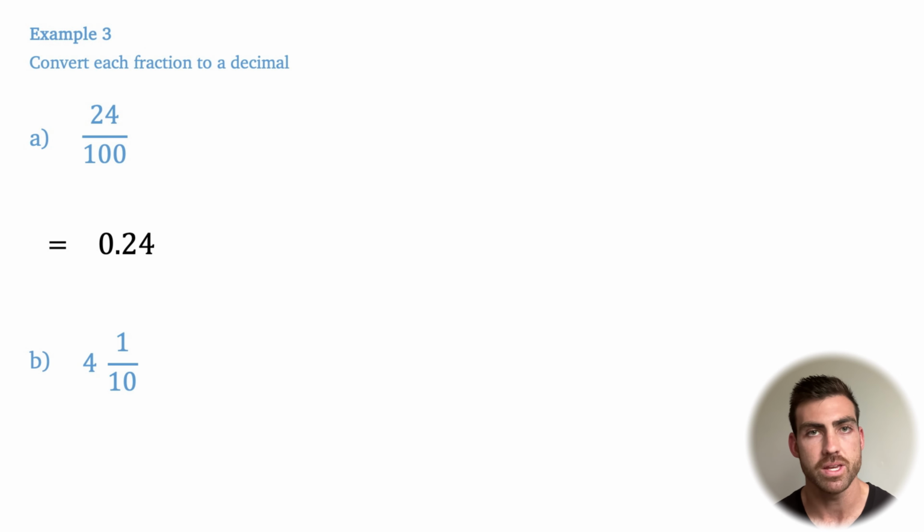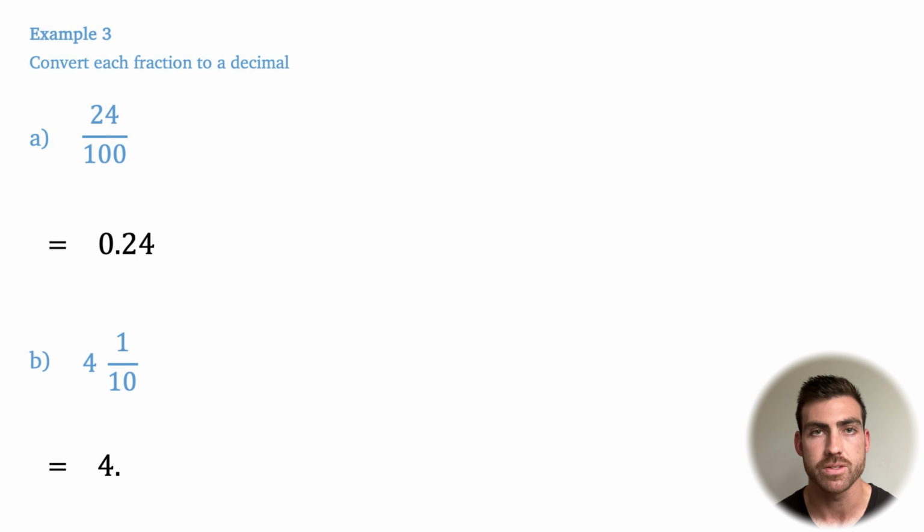In example B, firstly the 4 represents 4 whole amounts, and then we add the decimal point. A denominator 10 tells us that this decimal has 1 decimal place. The numerator is the digit after the decimal point, giving us a decimal 4.1.